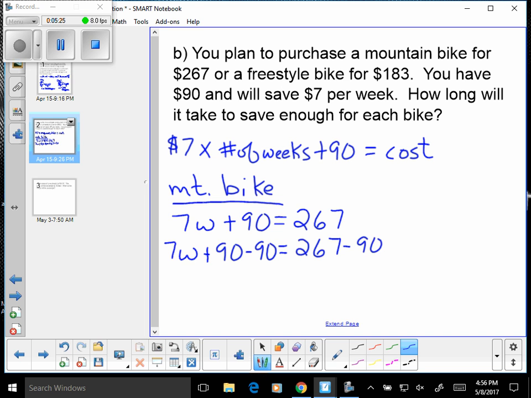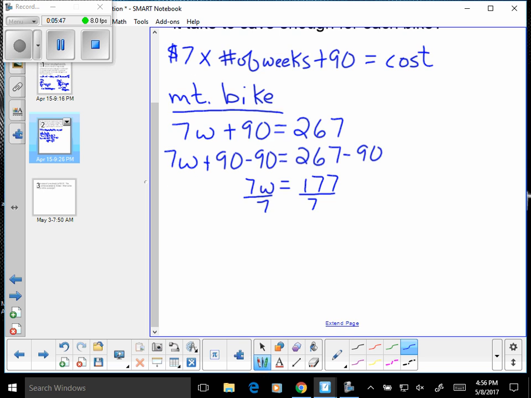90 minus 90 is 0, so on this left side, we are left with 7W. 267 minus 90 is going to leave us with 177. I'm not done yet, because I know 7 times the number of weeks, but I don't know the number of weeks. I'm still going to have to divide both sides by 7.